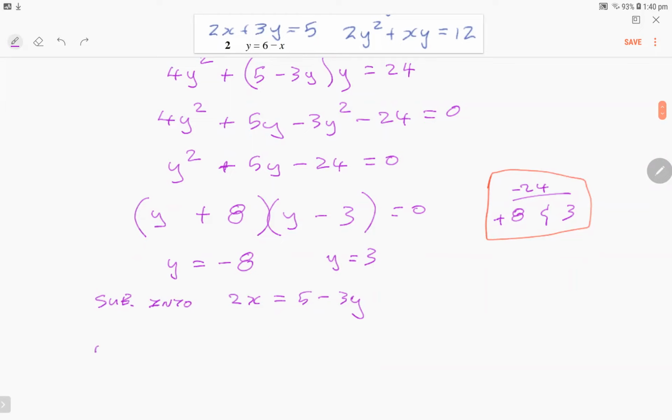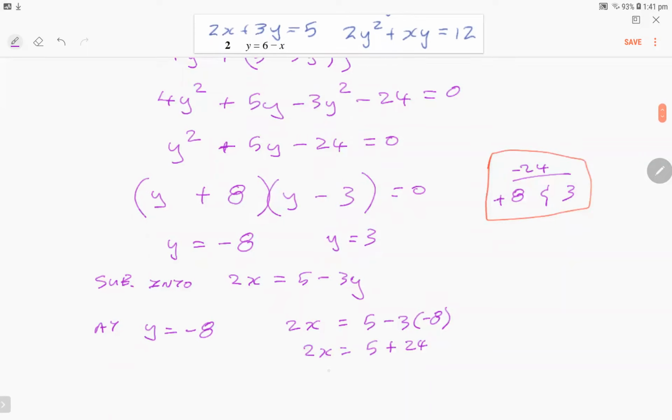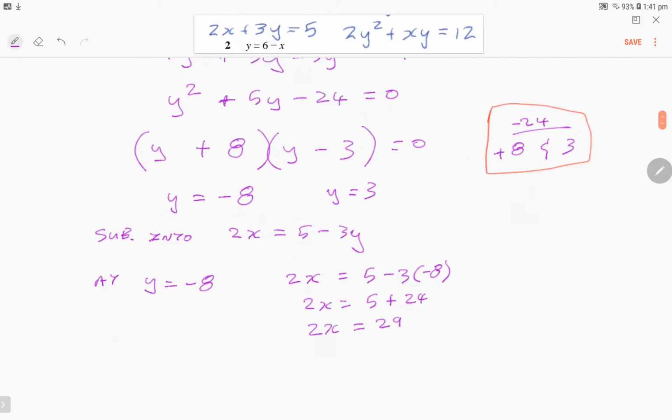So firstly, at y equals negative 8, the 2x right here becomes 5 minus 3 times negative 8, which is really 2x equals 5 plus 24. I can see that because 3 times 8 is 24, and negative times negative is positive. So 2x equals 29, and so x equals 29 over 2.